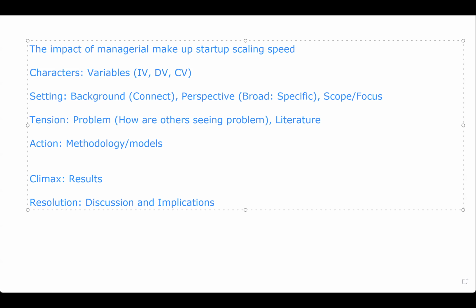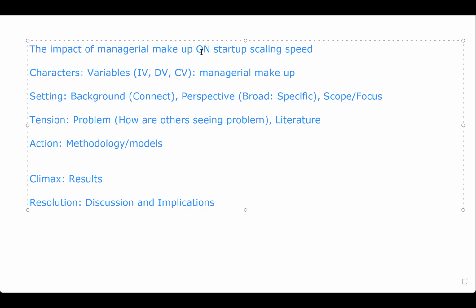So what are some of the independent variables that we can test for in such a study? So the impact of managerial makeup. So managerial makeup is my dependent or independent variable. What do you guys think? Is it dependent or is it independent? Anyone? The impact of something on something. So which one is the dependent? Which one is the independent?